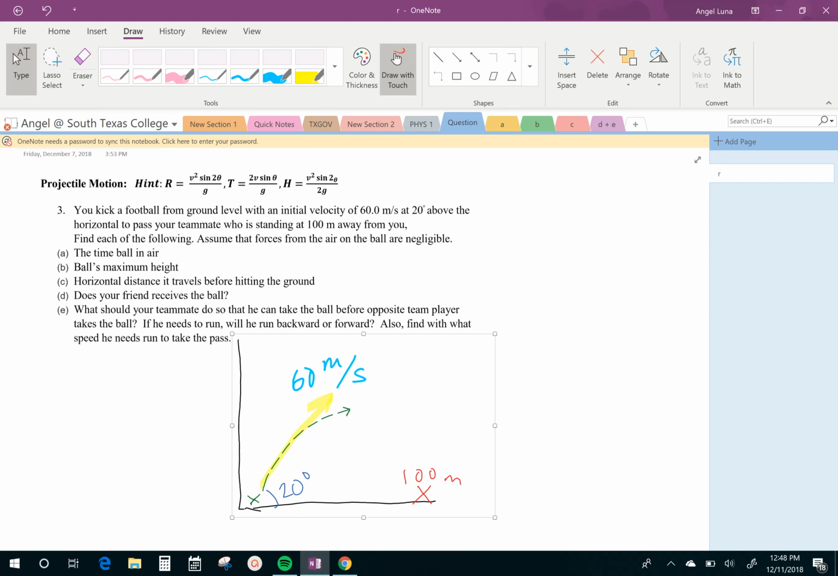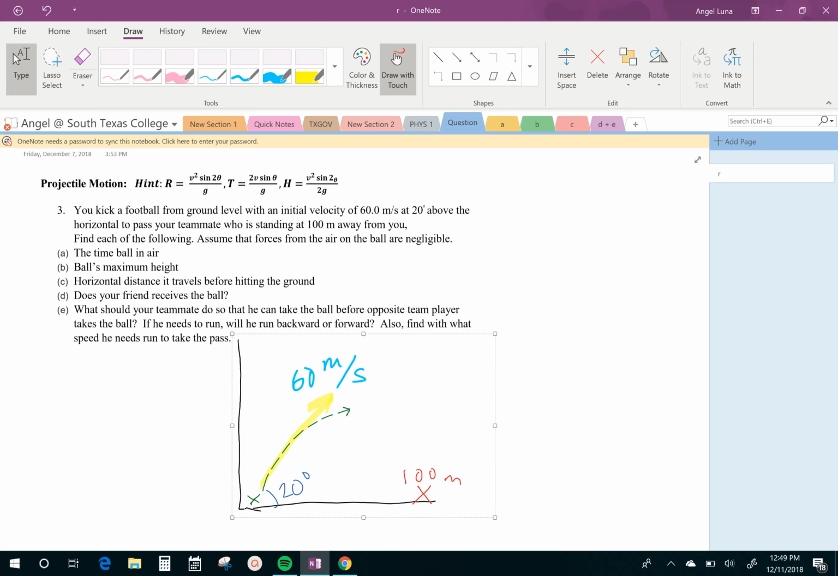What we want to find is the time the ball stays airborne, the ball's maximum height that it reaches while it's airborne, and the horizontal distance it travels before hitting the ground. It also wants to know if the receiver actually receives the ball, and if not, how far and how fast he is going to displace himself to get to a position where he is actually going to receive the ball.